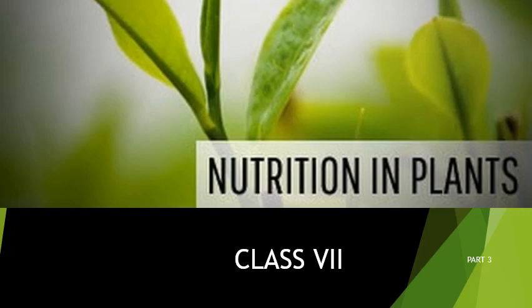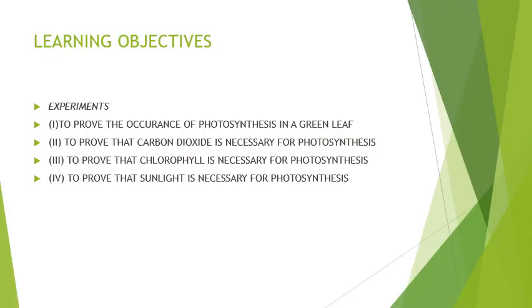Till now, we have done autotrophic nutrition, photosynthesis in plants, and the four components which affect the process of photosynthesis. In this section, we will discuss the four activities or experiments given in your book. These experiments will depict the importance of the four components of photosynthesis. So the learning objectives of this section will be the four experiments.